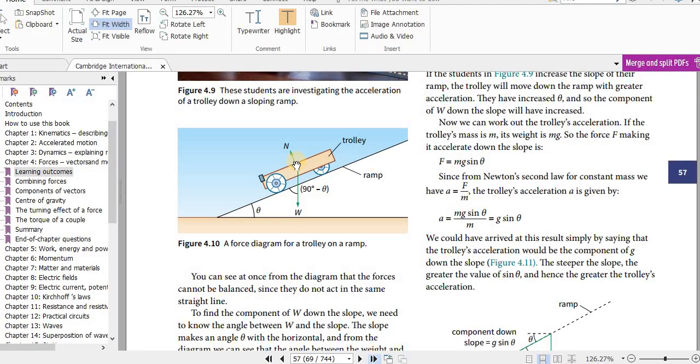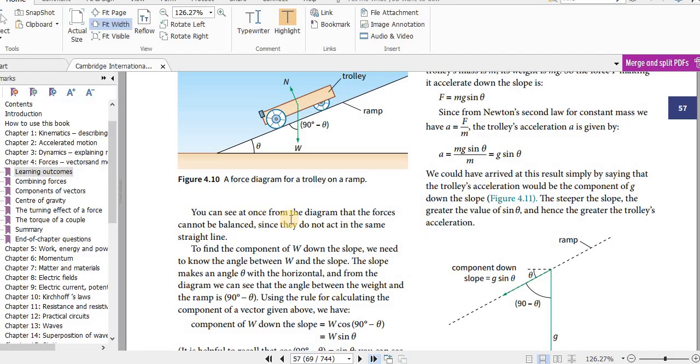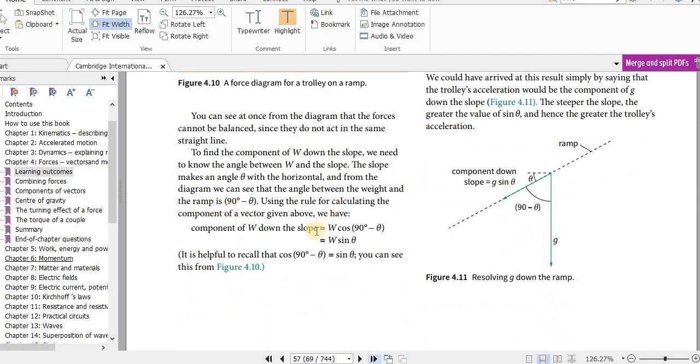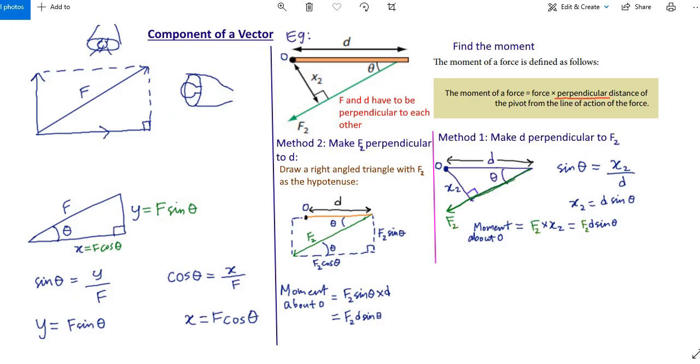Okay, so here you have this force and this force, they are in the same plane, same imaginary surface, you can say. You can see at once from the diagram that the forces cannot be balanced, because this force is this way, this is this way. They are not in opposite directions, they are not the same size, and there are only 2 forces. So that means this force is pointing down, so this will try to pull this way. That's why this will roll downwards.